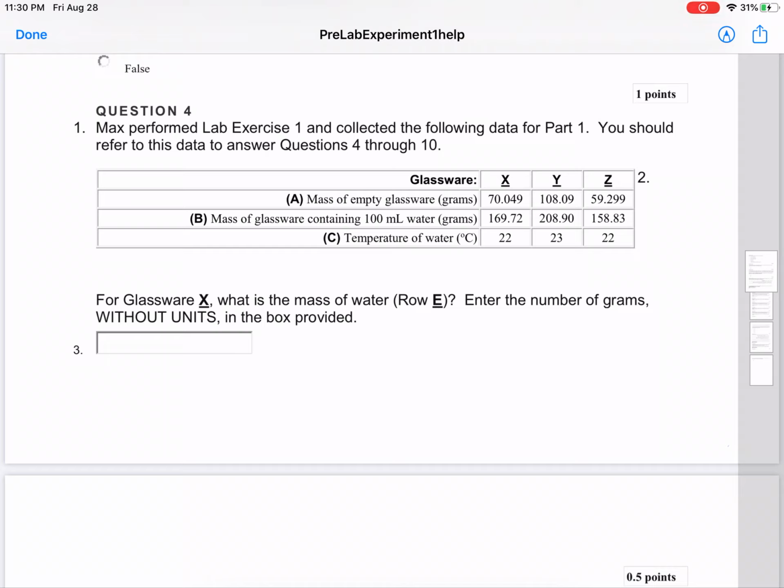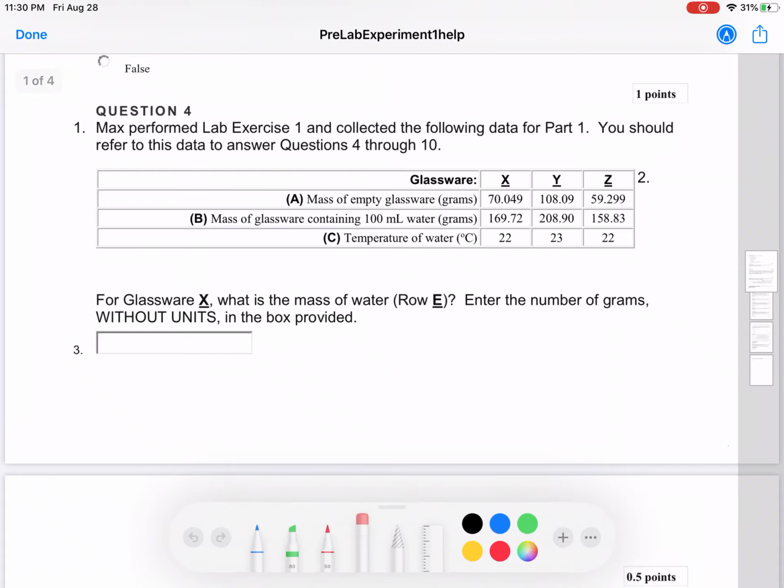Now for glassware X, which is this one over here, it is asking what is the mass of the water. So for the X, mass of the empty glassware is given. Mass of the glassware containing 100 milliliter water is given. So then what should be the mass of the water in the glassware X? That is going to be 169.72 minus 70.049. Right?